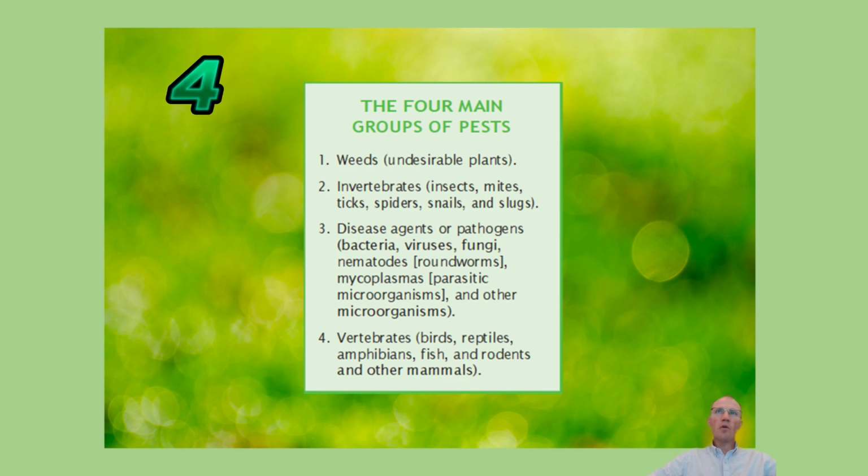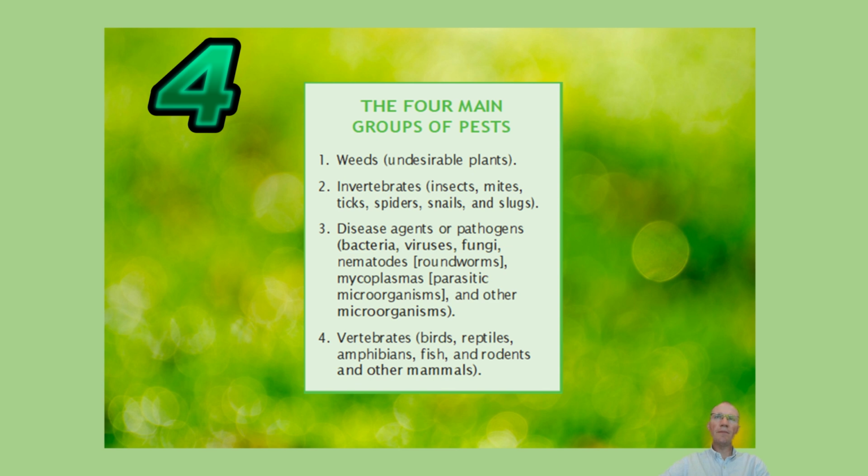Let's talk about the four main groups of pests. 1, we're going to have weeds, undesirable plants. 2, invertebrates: insects, mites, ticks, spiders, snails, and slugs. 3, disease agents or pathogens: bacteria, viruses, fungi, nematodes, roundworms, mycoplasma, parasitic microorganisms, and other microorganisms. 4, vertebrates: birds, reptiles, amphibians, fish, and rodents, and other mammals.